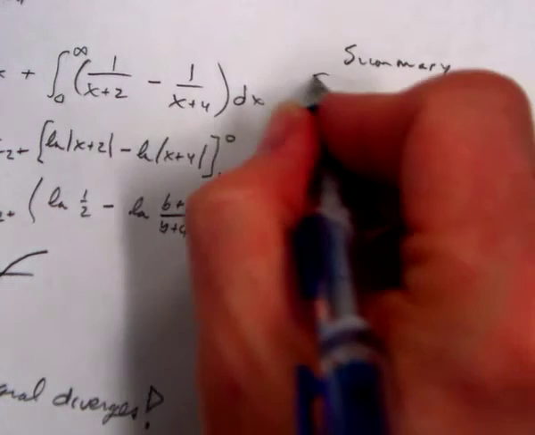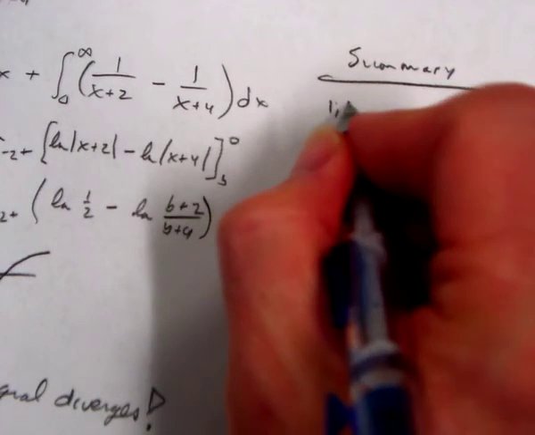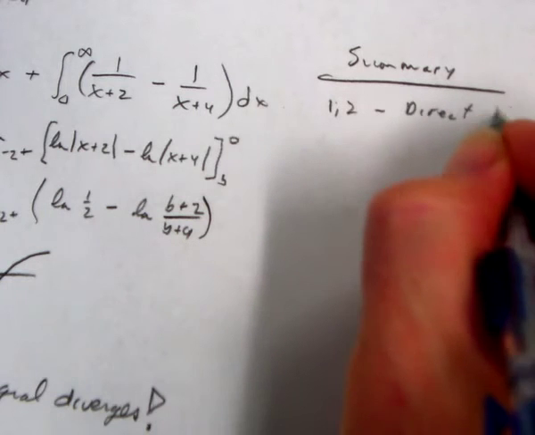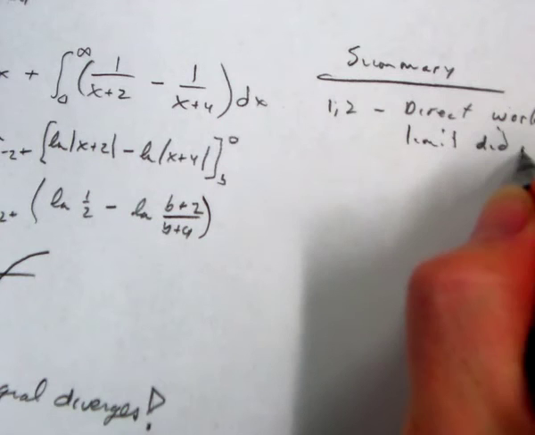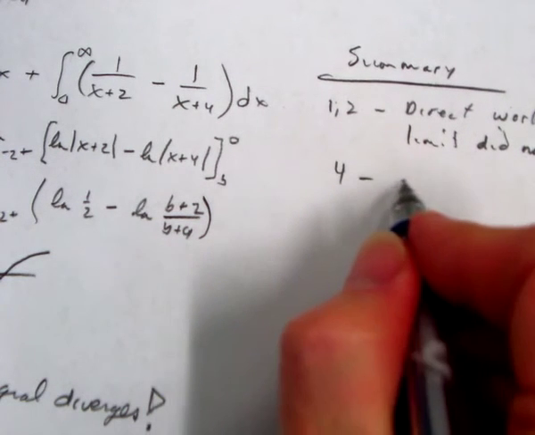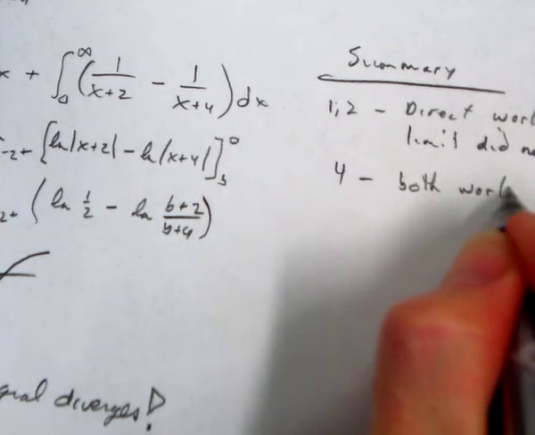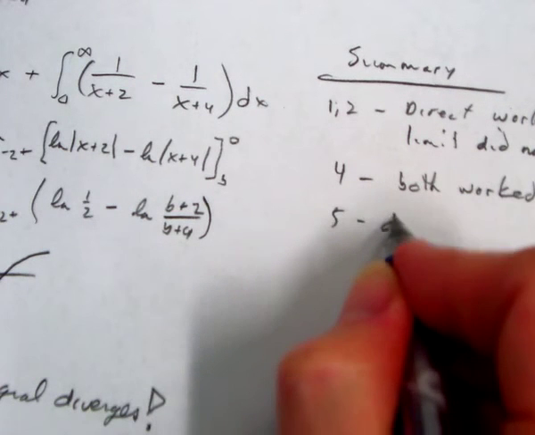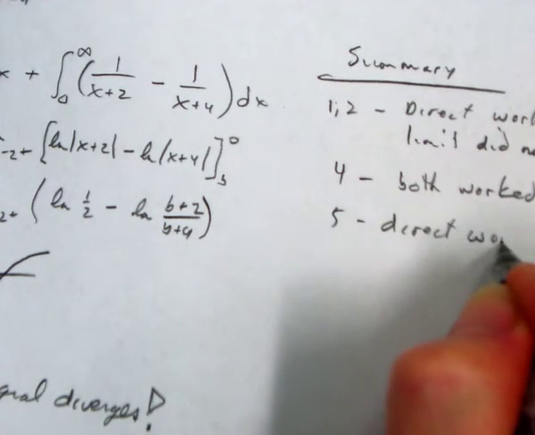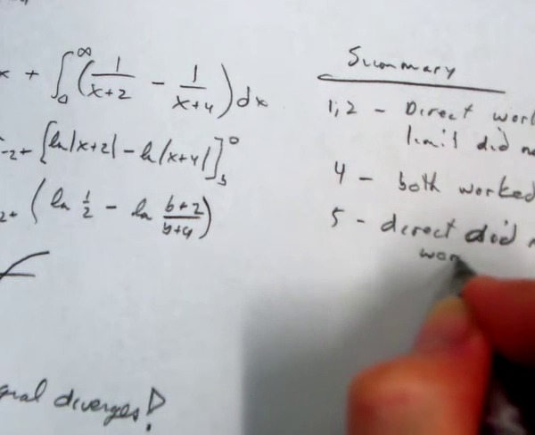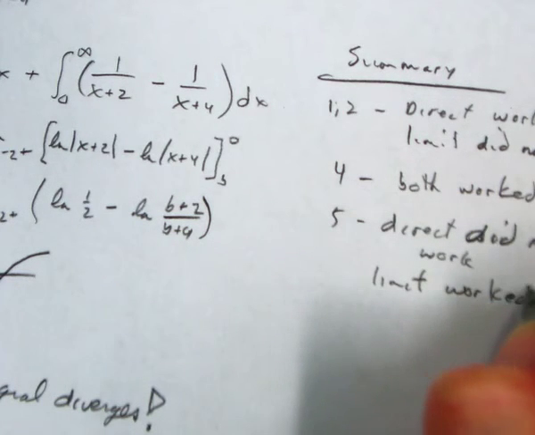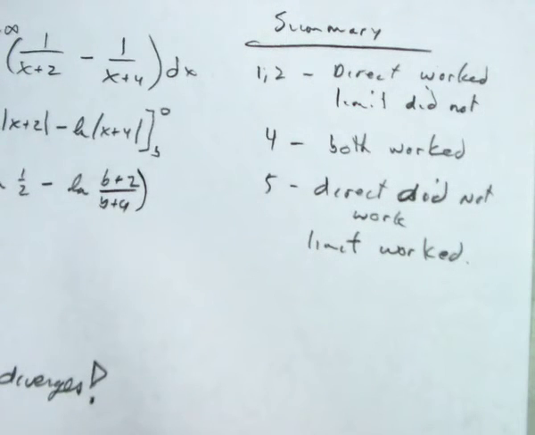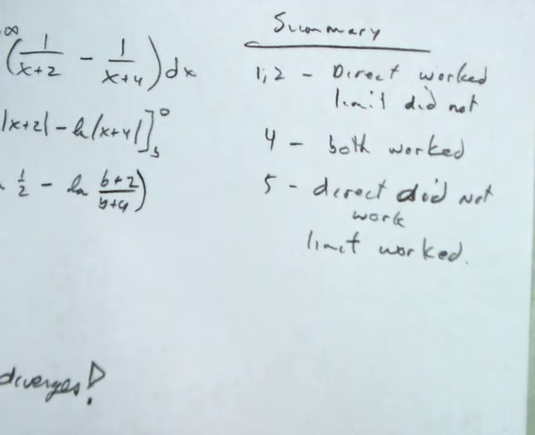So we have on problems number 1 and 2, the direct worked, but the limit did not. On number 4, both worked. On number 5, the direct did not work, but the limit did work. And the other 2, the 3 and the 6, we did just by integrating it.